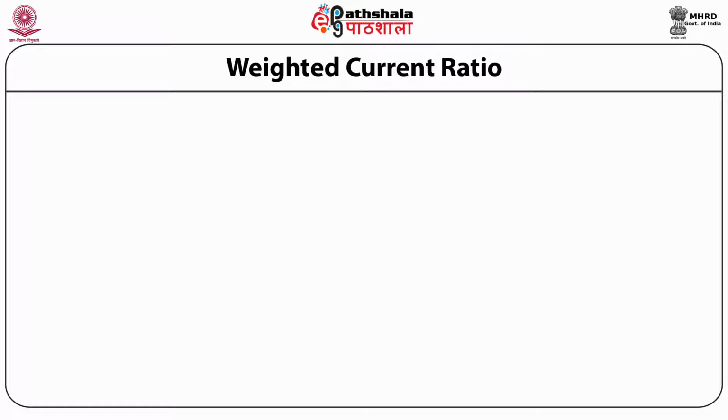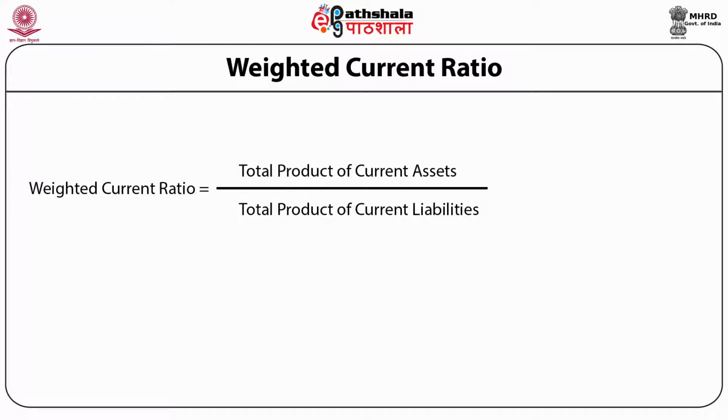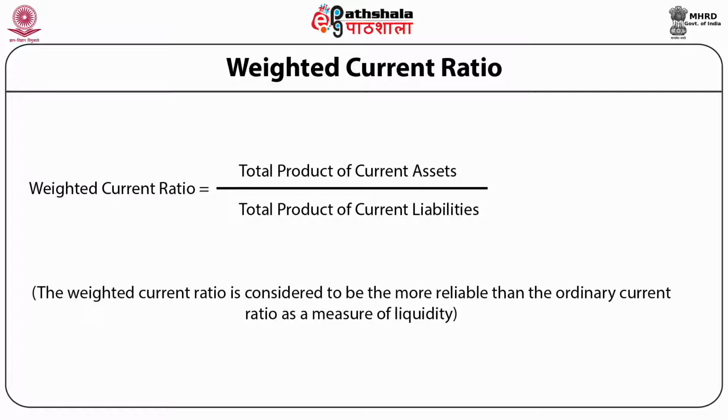Weighted current ratio. The weighted current ratio is calculated like the current ratio, using the following formula: total product of current assets divided by total product of current liabilities. The weighted current ratio is considered to be more reliable than the ordinary current ratio as a measure of liquidity.